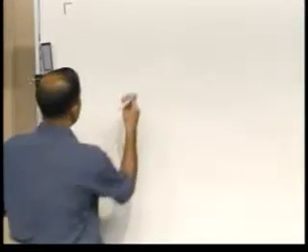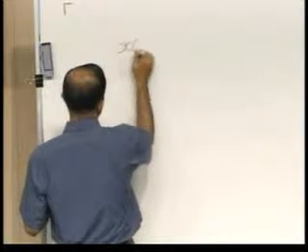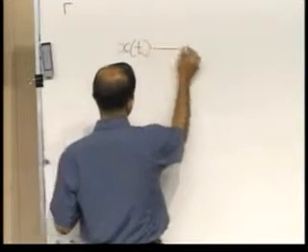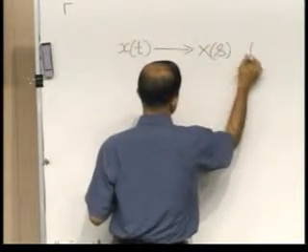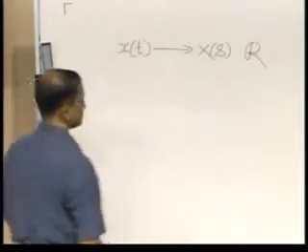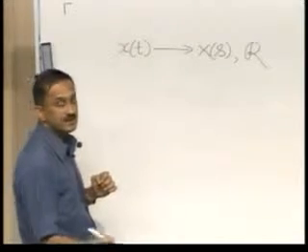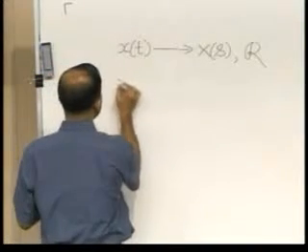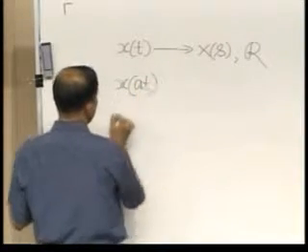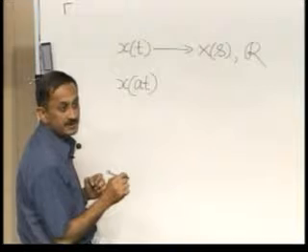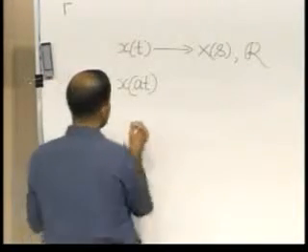So, let us look at the Laplace transform first. Let x(t) have the Laplace transform capital X(s) with a region of convergence R. We ask what is the Laplace transform of x(at), where a is a real variable. It must be a real variable. There is no meaning to its being a complex variable, right? So, a is a real variable.